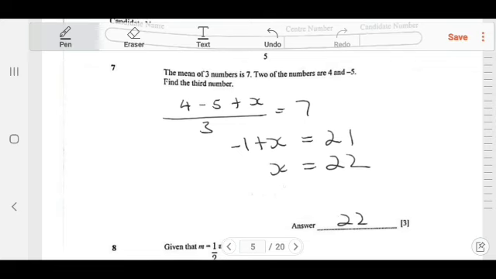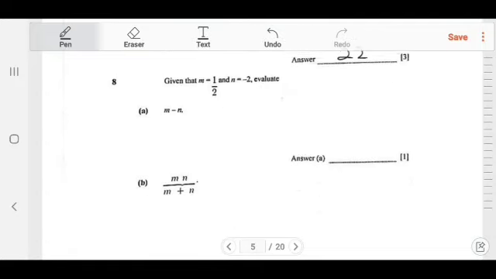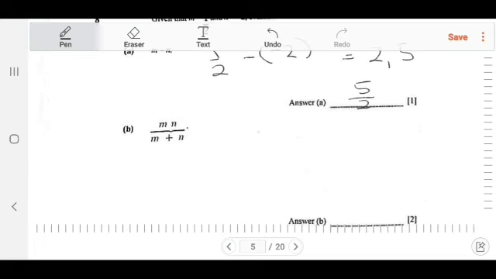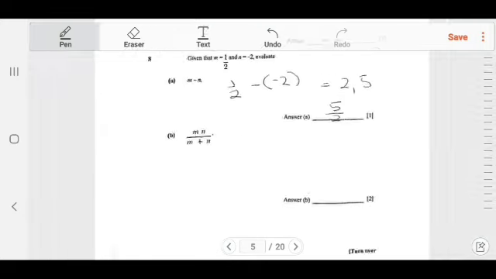Okay, then number 8, given that m is equal to half and n is equal to negative 2, evaluate m minus n, which is half minus negative 2, so it's going to be 2 plus half, which is going to be 2.5, which is the same as 5 over 2.